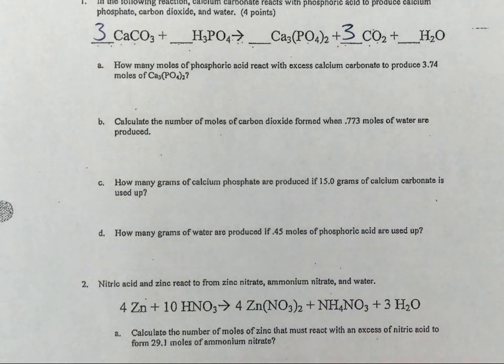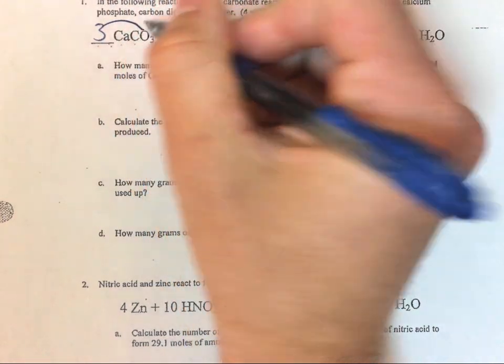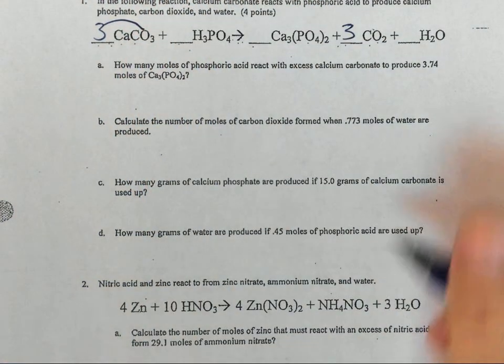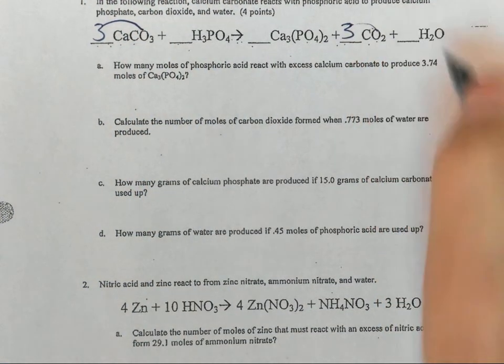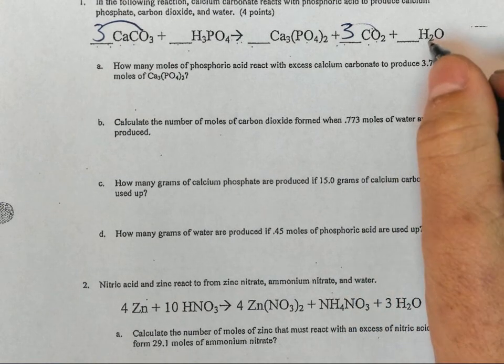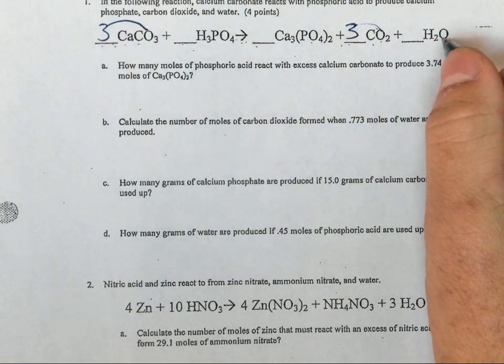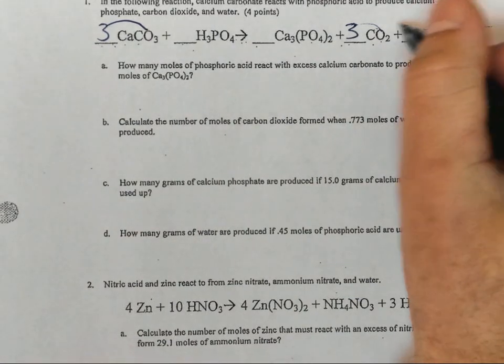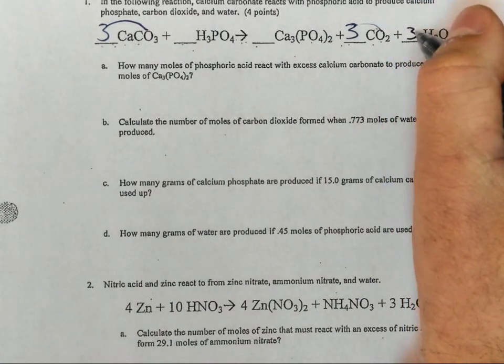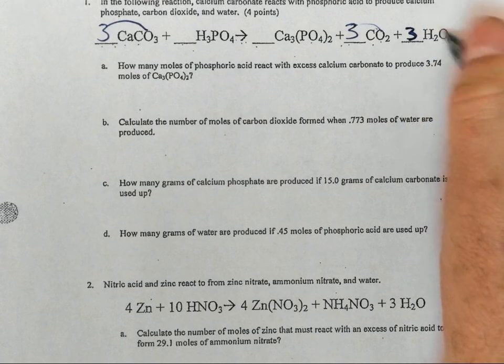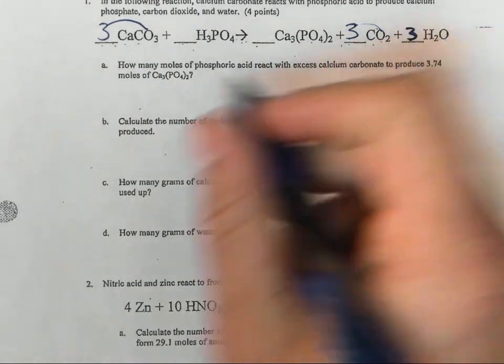Now let's look at our oxygens. Well, we've got 3 times 3 right here. Over here, we've got 3 times 2, which is 6, plus 1. Well, we can get this to a 6 plus 3 fairly easily by putting a 3 there. So that makes 3 oxygens. 6 plus 3 gives us 9.